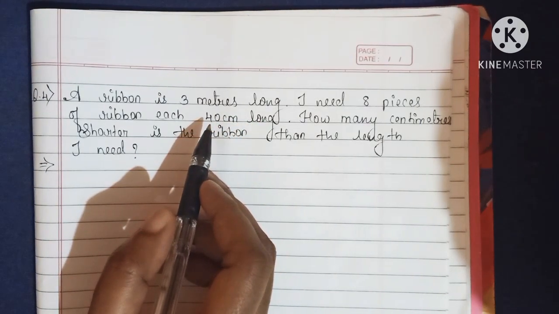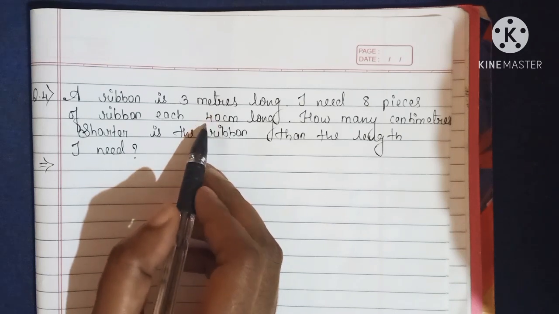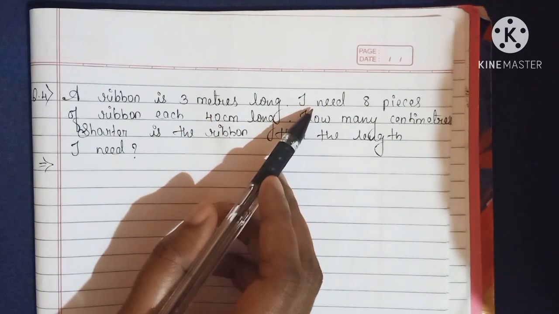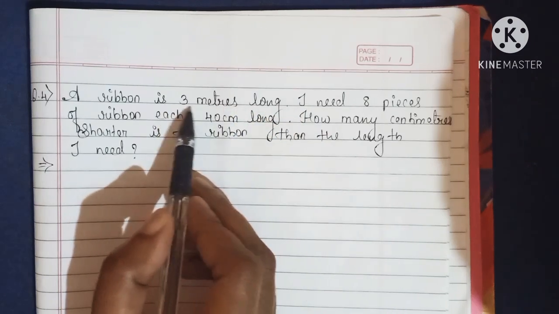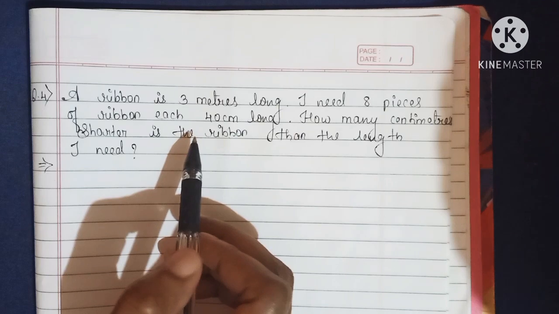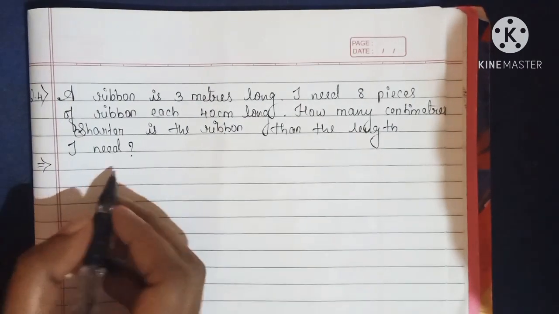That means total how much centimeter of length of ribbon I will need, that I will find out by multiplication. If I multiply this 40 by 8, I'll get 320 centimeter. But I have only 300 centimeter of ribbon. That means how much will be shorter, that we will find out by subtraction. So let us solve this question.